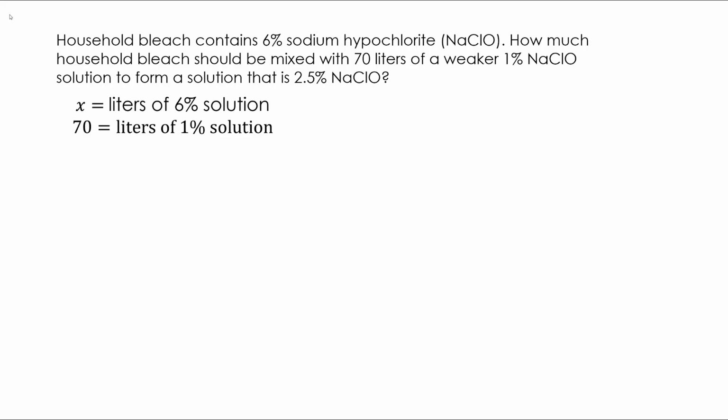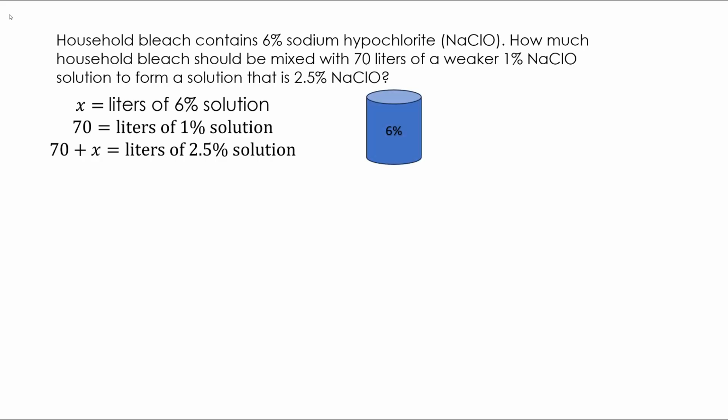So before we even start talking about percentages of sodium hypochlorite, we can just talk about liters of solution, liters of liquid. You are pouring in X liters of the 6% solution, and you're pouring in 70 liters of the 1% solution, so you have X plus 70 liters of solution once you do that. And we want that solution to be 2.5% sodium hypochlorite.